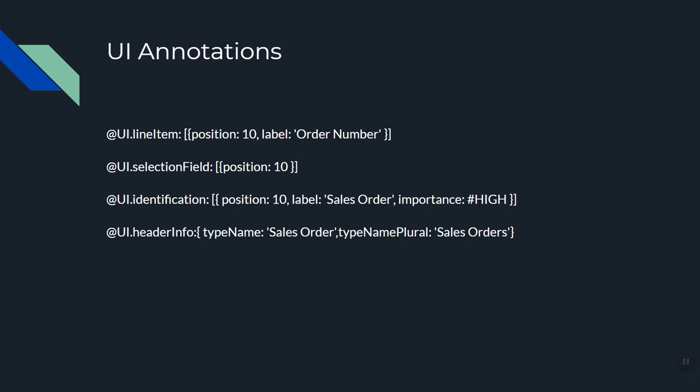And apart from that, in order to display the table control, we are going to use this UI.lineItem annotation, and we will be using this UI.identification, which may not be much useful in this particular example. Then we will be using this UI.headerInfo in order to display the header information. So now let's go on and build a simple hands-on application which demonstrates this development process.